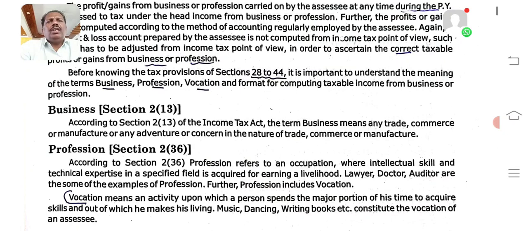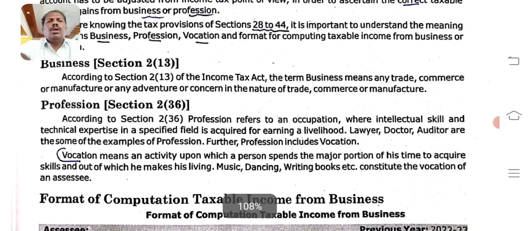So before knowing the tax provisions of section 28 to 44, it is important to understand the meaning of the business, profession and vocation, and even the format for computing taxable income from business or profession. What is business? According to section 2 subsection 13 of the Income Tax Act, the term business means any trade, commerce or manufacture or any adventure or concern in the nature of trade, commerce or manufacture.